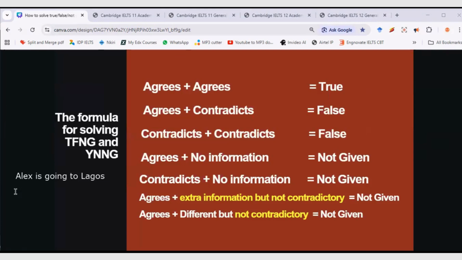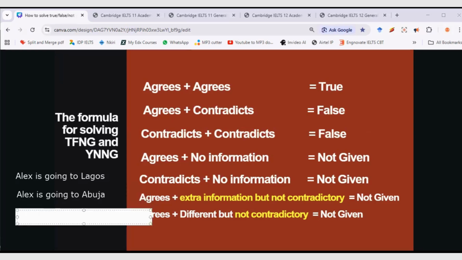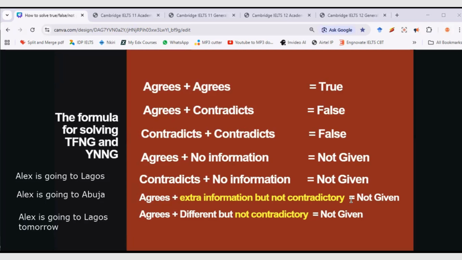Now look at the second sentence. Another person says Alex is going to Abuja. That's the second sentence. Now look at the third sentence. Alex is going to Lagos tomorrow. All right, so we have three sentences here.